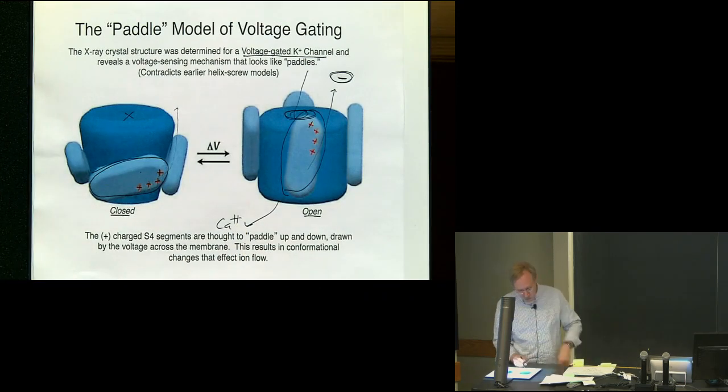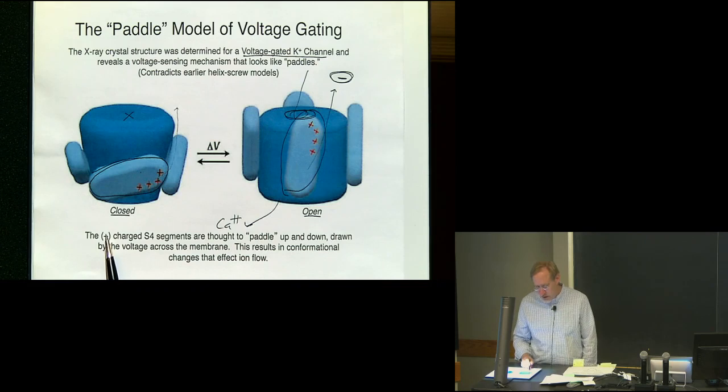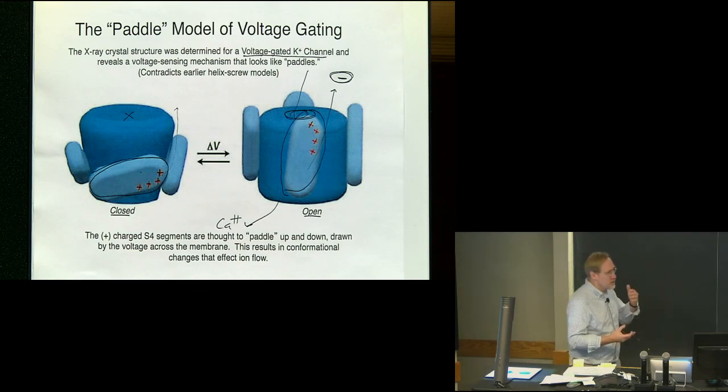So these S4 segments that have the positive charge really are the voltage sensor, allowing these conformational changes to result as you change the charge across the membrane.